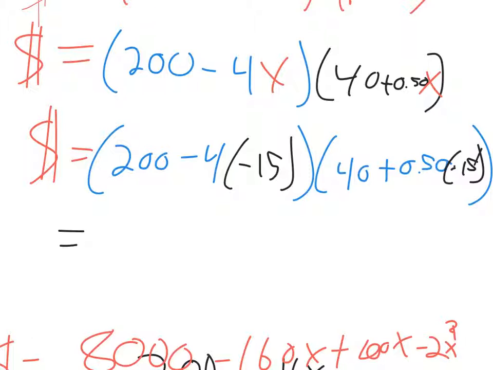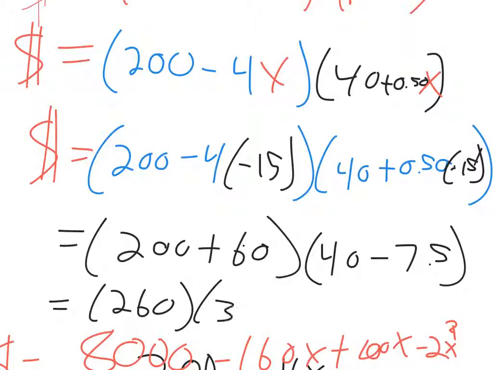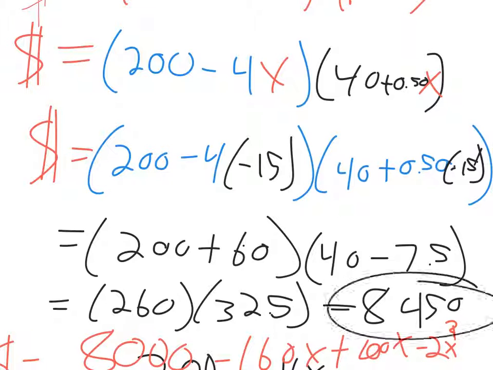When you simplify this, you have to do a multiplication first inside the parentheses. That's 200 minus a negative 60, so that's actually plus 60. Minus a negative is the same thing as plus. And over in this part, 0.5 times negative 15 means half of negative 15, so that's negative 7.5. So you get 40 minus 7.5 over here. Simplify a little more and you get 260 times 32.5. And that's going to be your max money: 8,450 in this case.